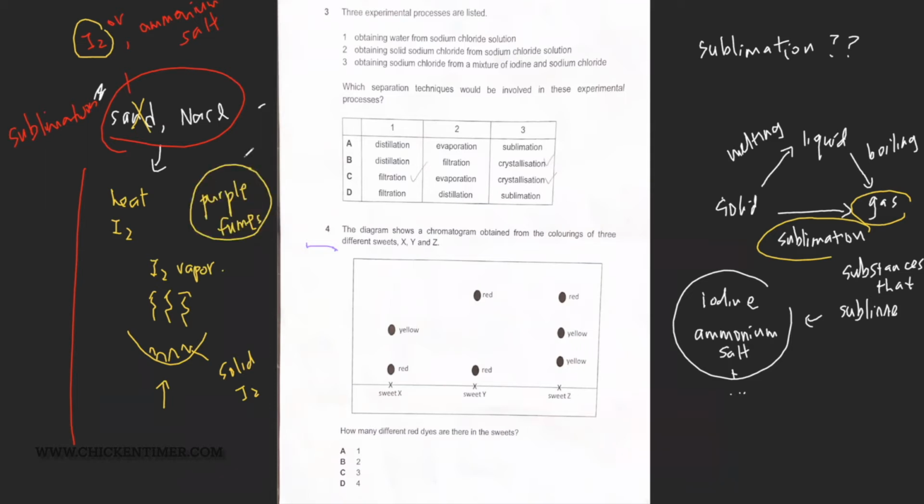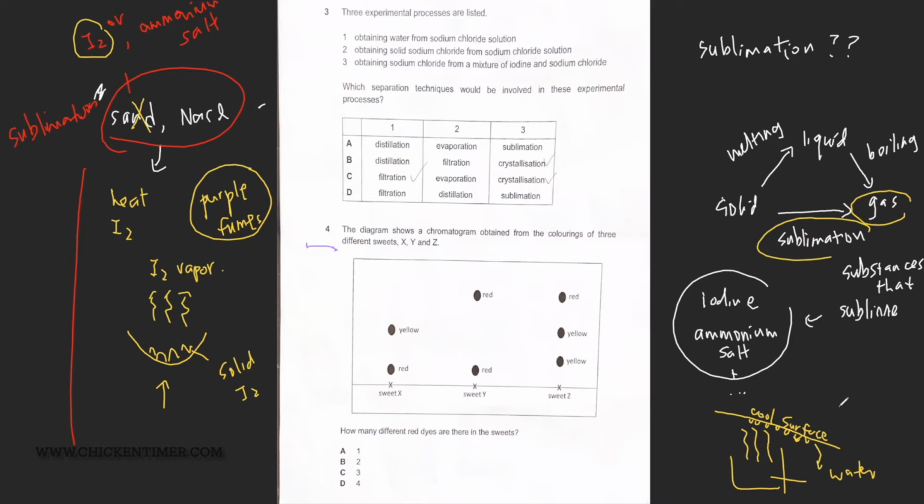Then you know that if you have a gas, you can always do condensation. Like if you have water vapor and you want to collect the water, you put a cool surface. Then the water vapor touches the cool surface, condenses and becomes water droplets again, and then it drips off.